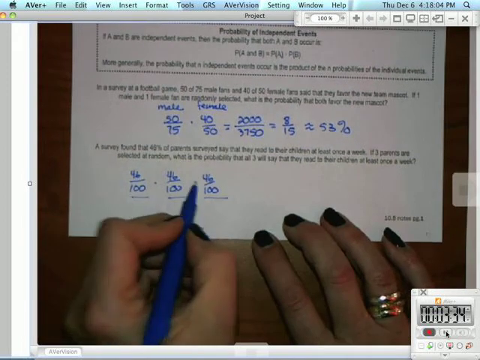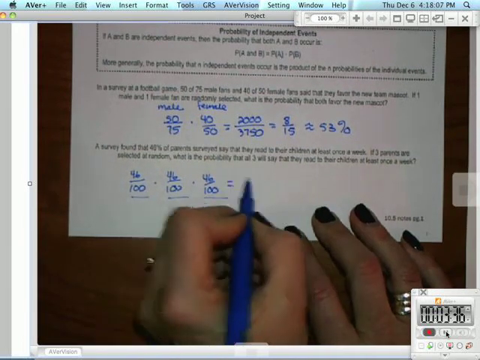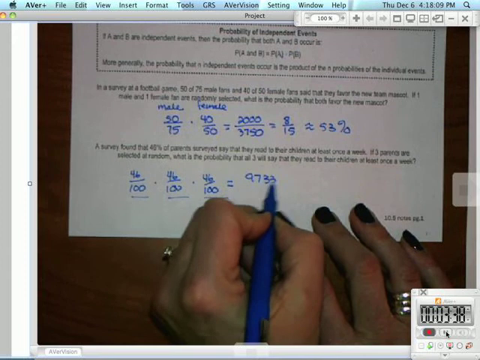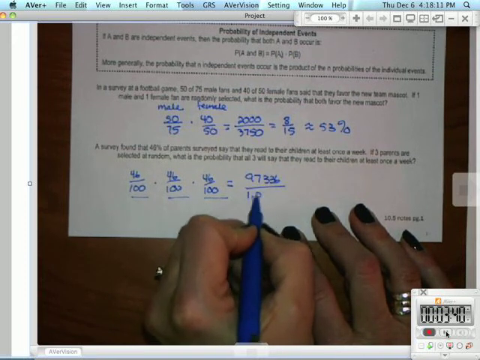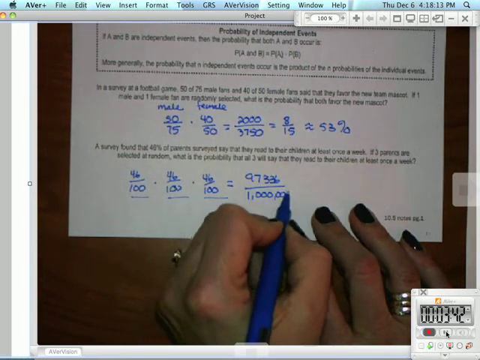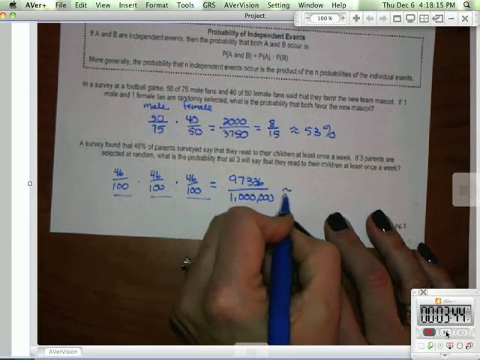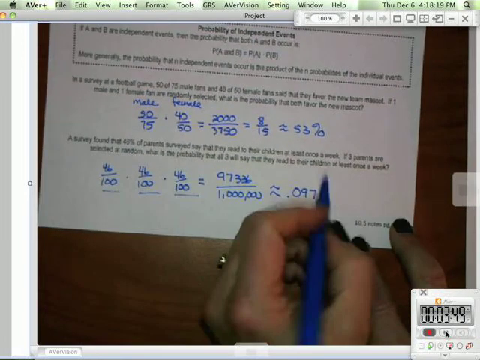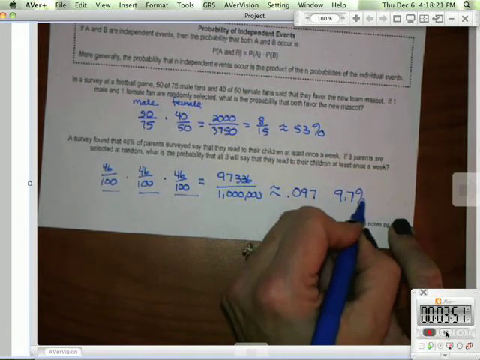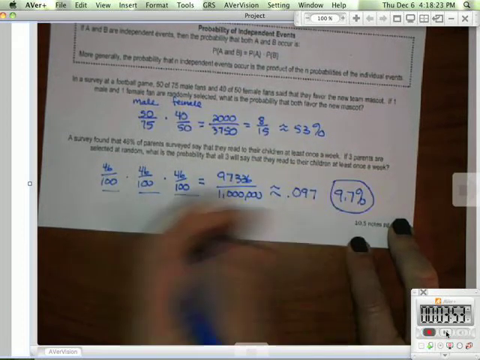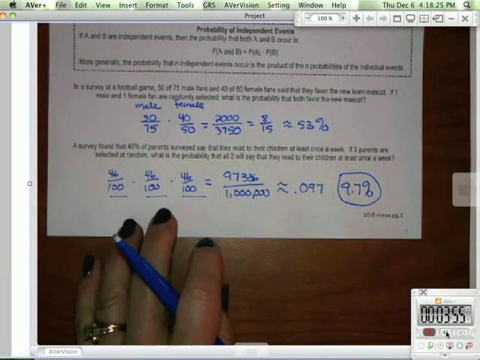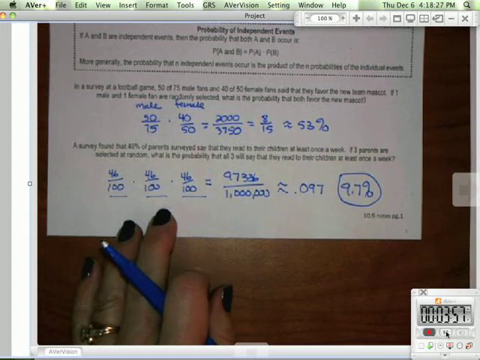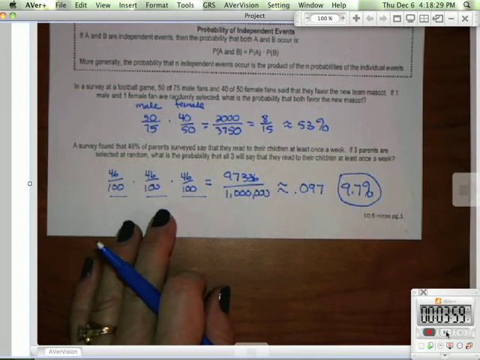So you just multiply those all together, and you get 97,336 divided by 1 million, which is approximately 0.097, which is only a 9.7% chance that if you choose 3 parents, they're all going to say that they read once a week to their kid. So that's independent.